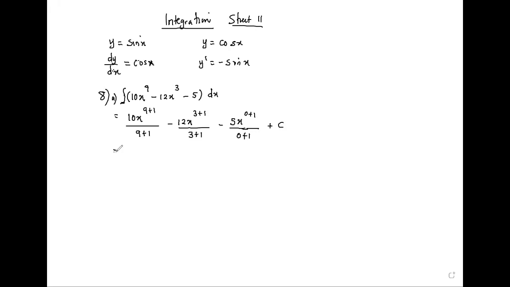So this gives us, the 10 over 10 will be cancelled. So we just get x to the power 10 minus 4 into 12, that's 3 x to the power 4, minus 5x to the power 1 over 1, plus the constant. So that is the basic integration.